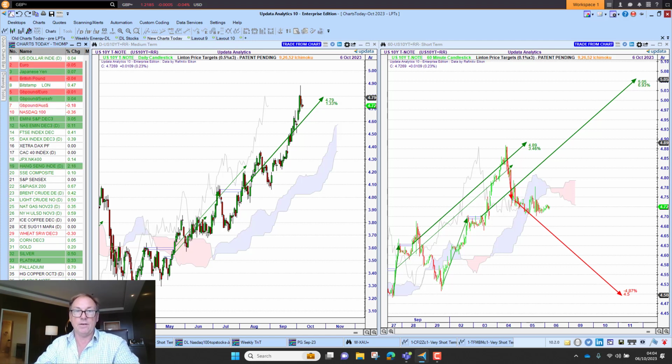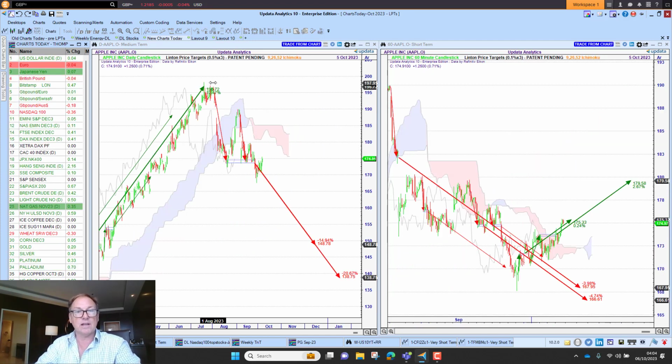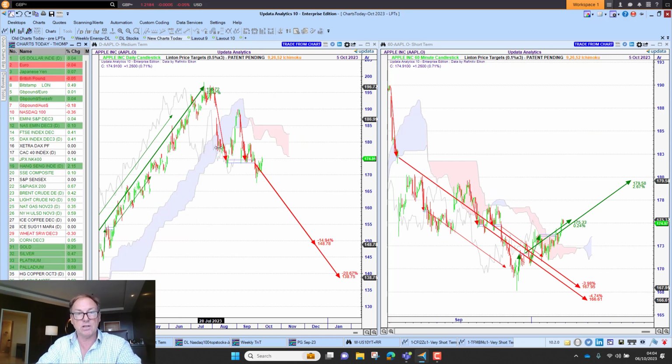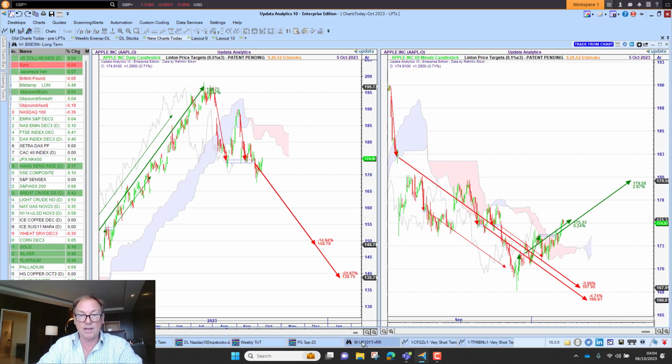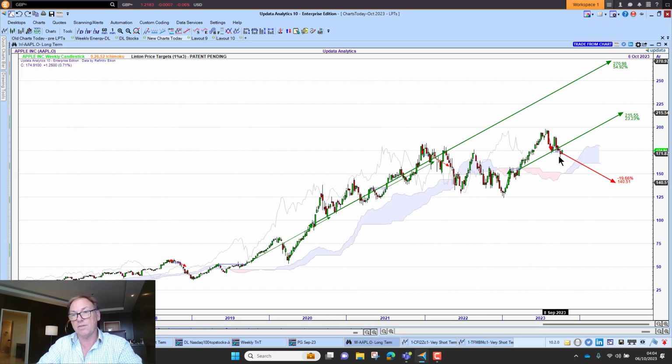Apple, again, another interesting one. Target given and met on the daily chart, but this downside targets, two downside targets clustering, pointing this way. Got a little bit of a recovery there, but for the moment, it'd be a brave person to be buying Apple. And if we look at the long-term chart, we've got this new downside target that is just dominating. We're still bullish above the cloud, but that's the picture on Apple.